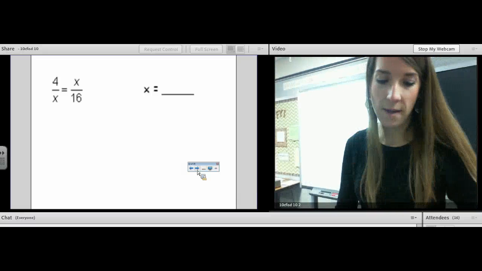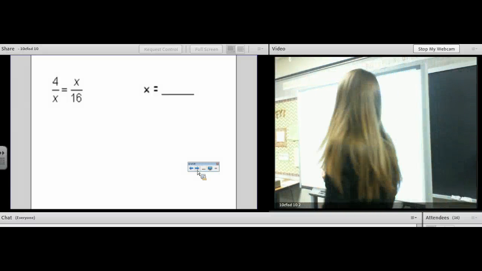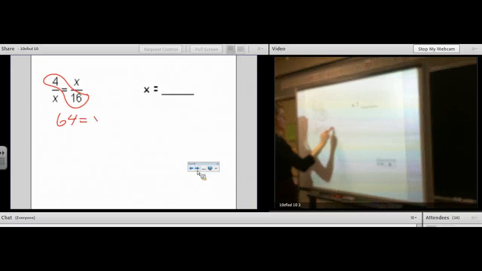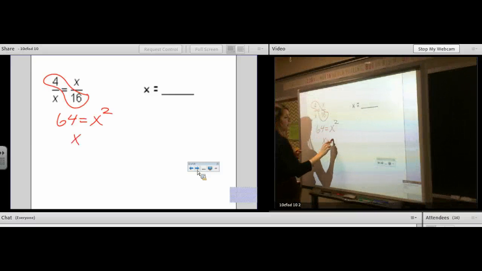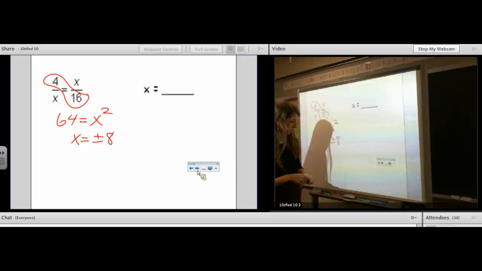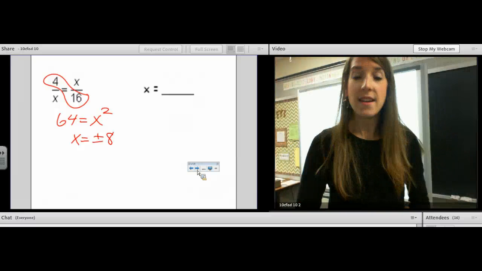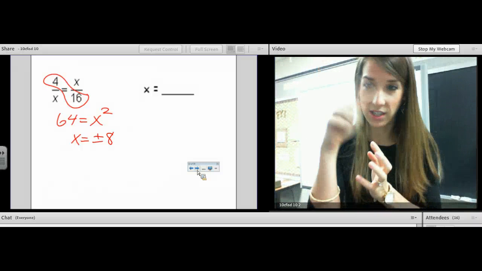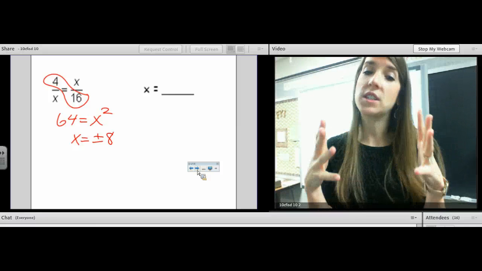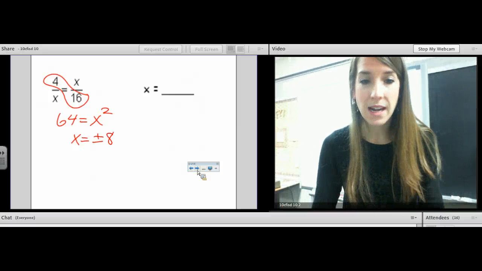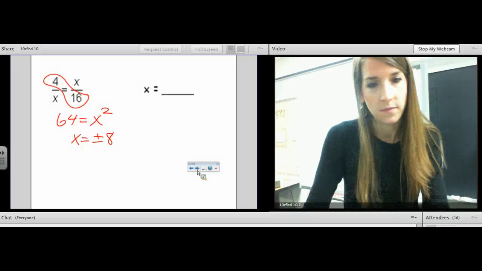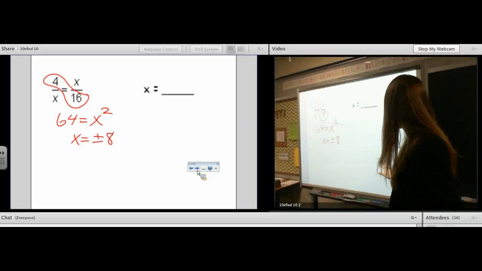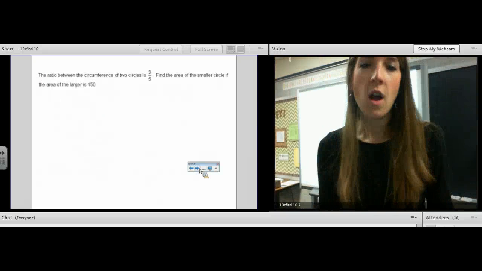So when you cross multiply, 4 times 16 is 64, and x times x is x squared. And so x is plus or minus 8. Now, if I said x is the geometric mean of 4 and 16, which it does look like a geometric mean problem, then your answer would only be 8 because a geometric mean has to be positive. Anyways, this is not a geometric mean problem, so x is actually both of those answers. Very good.